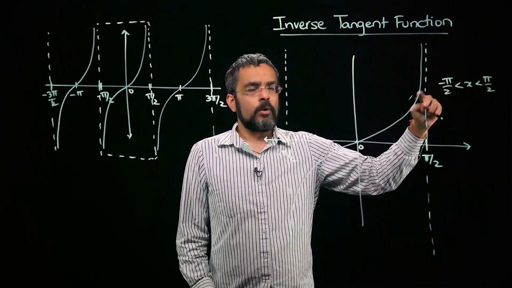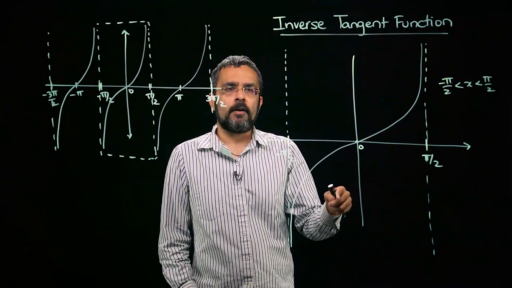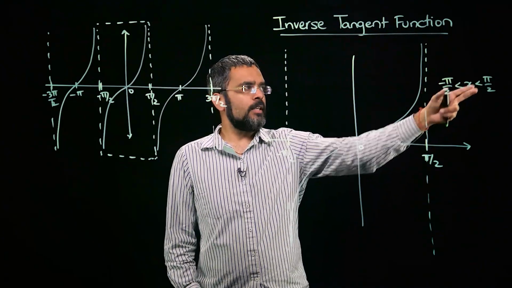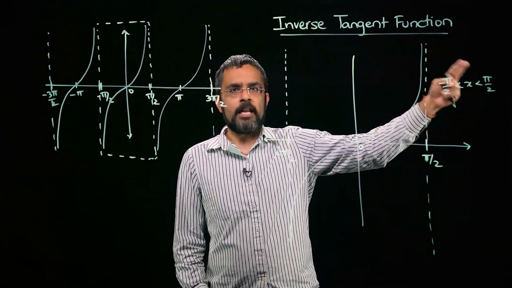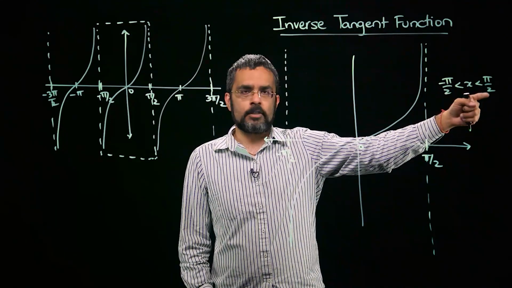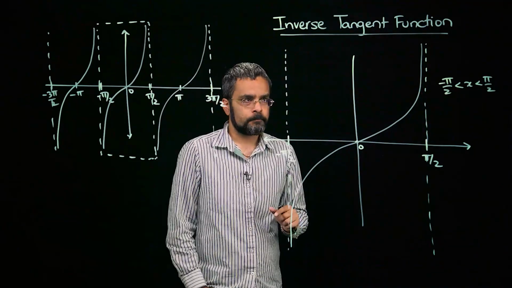The reason I don't include negative pi over 2 and pi over 2 in my domain is because at that value the function isn't defined, and so, right, it's going to be everything between them. So it's pretty similar to, if you remember, for the inverse sine function, we had negative pi over 2 less than or equal to x less than or equal to pi over 2. The only difference here is that I don't include the endpoints.